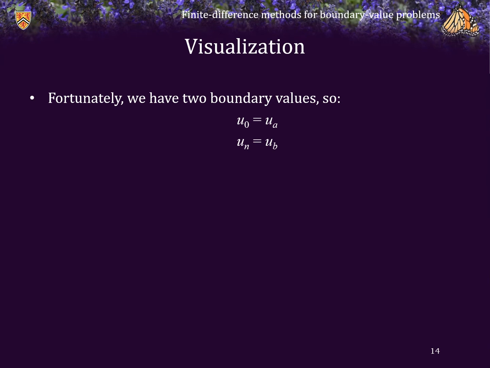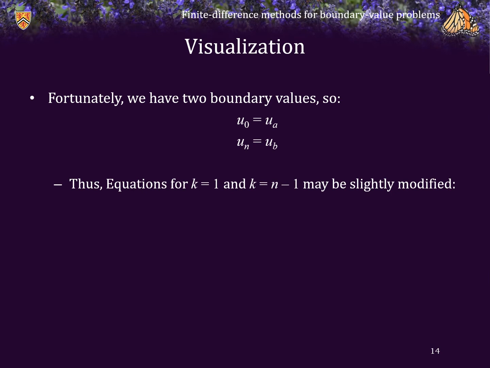Similarly, u sub n is the approximation of the solution at the point x sub n, but x sub n is equal to b, the other endpoint of the interval. And u at b is given in the boundary condition as the given value u sub b. Thus, u sub n is given. So equation 1 and equation n minus 1 have values u0 and un that are actually known, and thus they can be modified. The first equation has u0 equaling u sub a, a known value, and therefore we can move it to the right-hand side. Thus we now have a linear equation in two unknowns, u1 and u2.